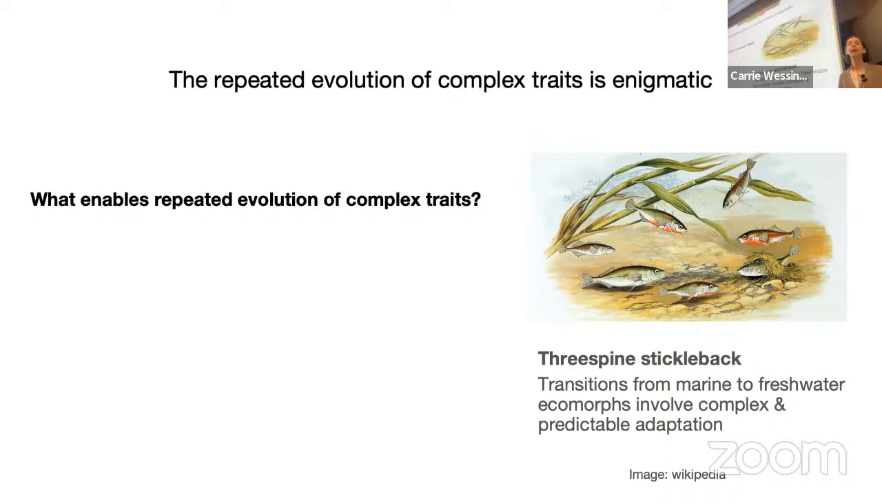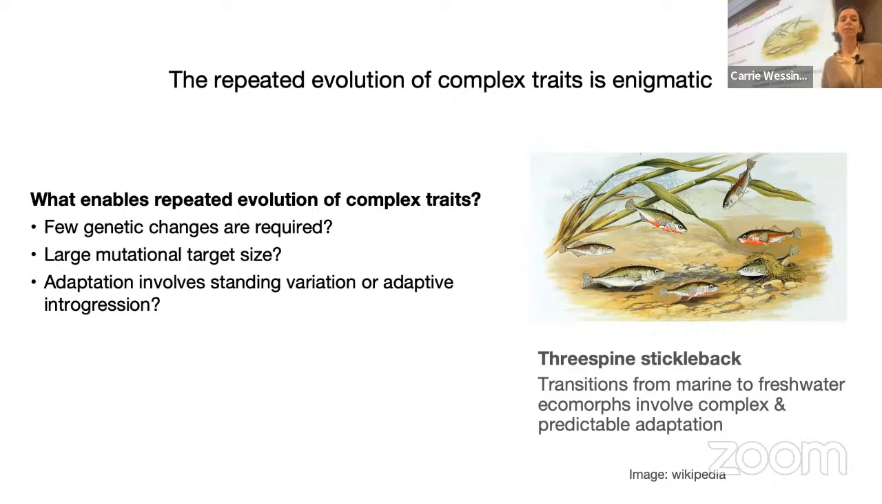And so we're left with some outstanding questions. The first is, what enables repeated evolution in complex traits? Are there genetic features that predispose an organism to evolve a particular trait? For example, maybe the adaptive shift can be generated through relatively few genetic changes because individual mutations have large effects on the trait experiencing selection. Maybe they can be generated easily through new mutation because they have a large mutational target size.